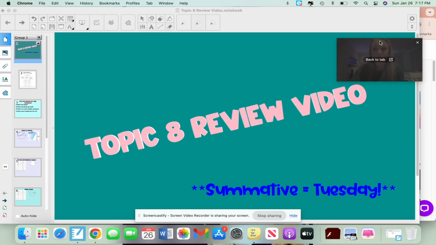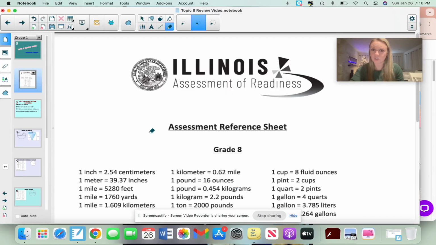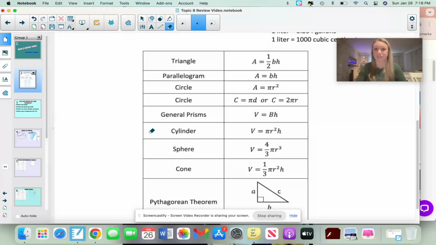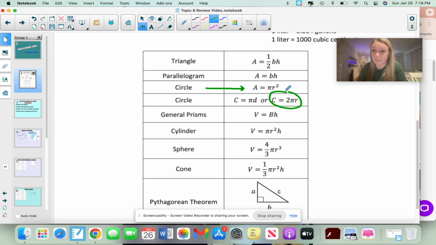Okay, as you know, on your summative tomorrow, you will be able to use a formula sheet, but it's actually really important that you know how to use the formula sheet. This should not look like anything new. We've been using these for weeks, but your most important formulas that you're going to use on there, if you have to find the area of a circle, you'll use this one. If you need to find the circumference of a circle, we are very familiar with this one, C equals 2 pi r. You also will need to know the cylinder formula, sphere, and cone. I think that most of you have Pythagorean theorem memorized by now, but if not, it's there too.